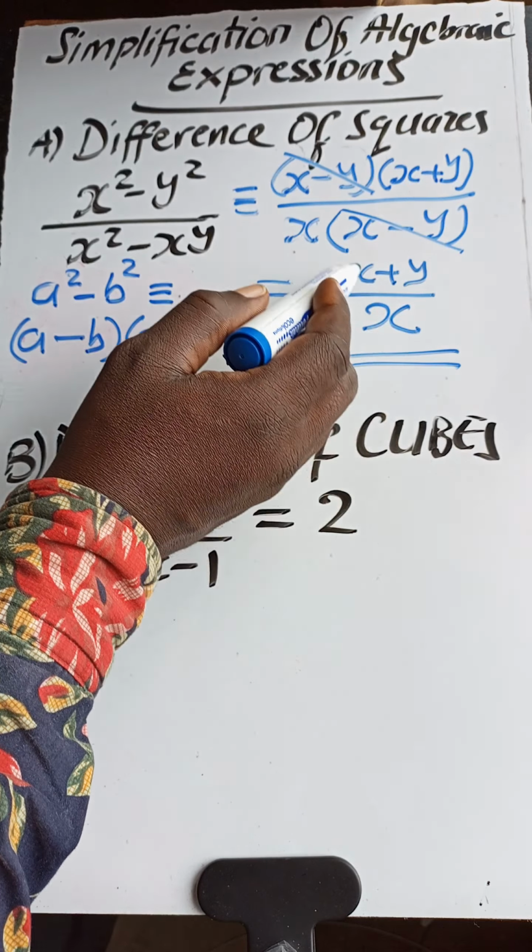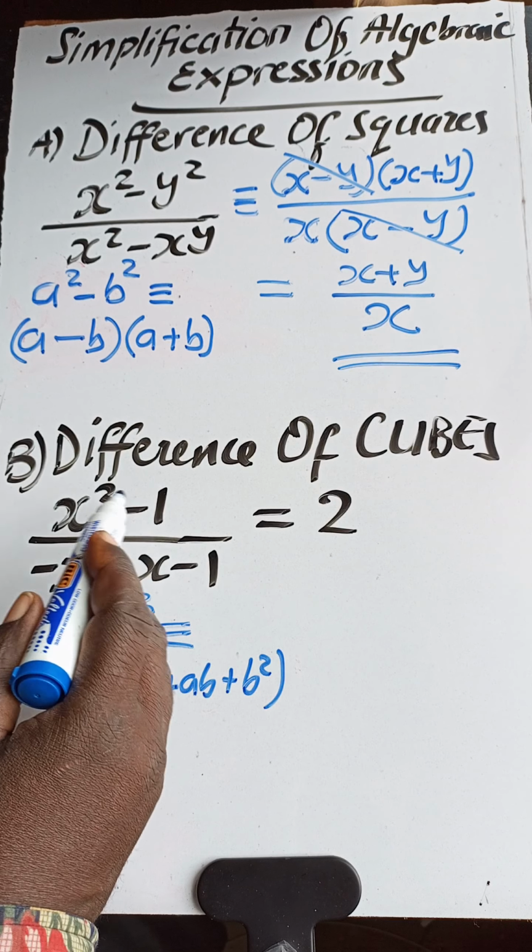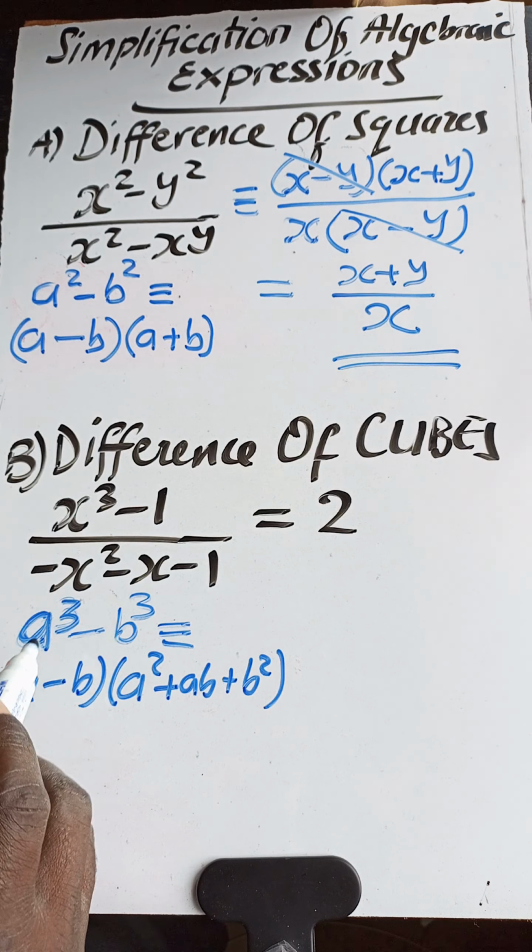Coming now to difference of cubes. The difference of cube identity says that if we have the cube of one quantity minus the cube of another, then this is the same as the first one minus the second, into a squared plus ab plus b squared. This is the identity that we're going to use to be able to simplify the left-hand side of this equation.